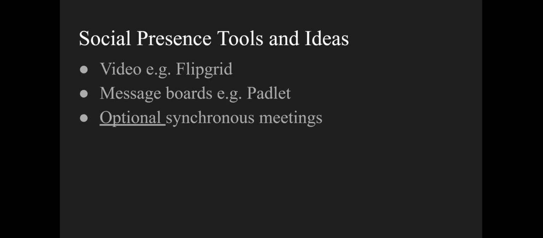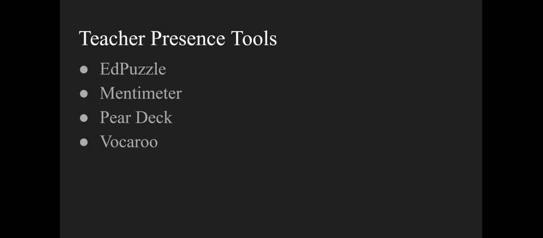Stuff like Flipgrid is even better because it allows them to see not only you, but their peers in videos, using message boards so that they can interact with each other. Google Classroom has that. Padlet could be used as a message board. If you're going to do synchronous meetings, certainly record them so that you can upload them to your learning management system, and that your students who are not able to attend a synchronous meeting can at least look at them afterward.